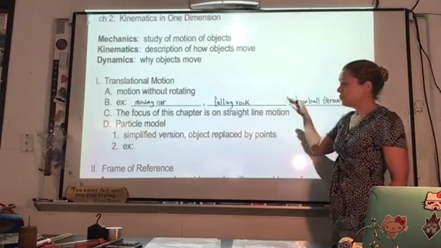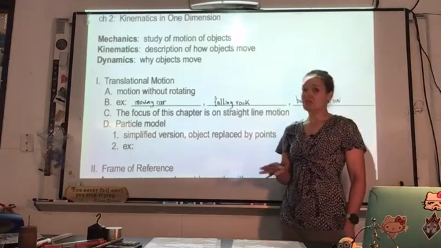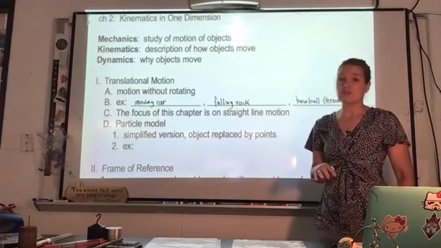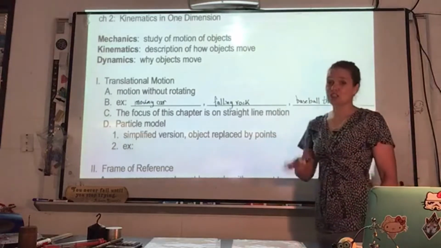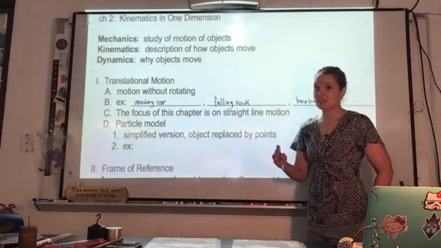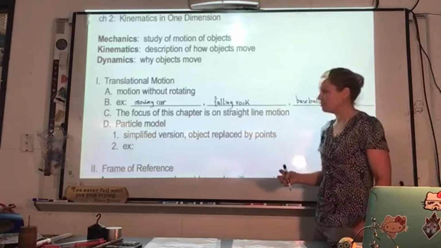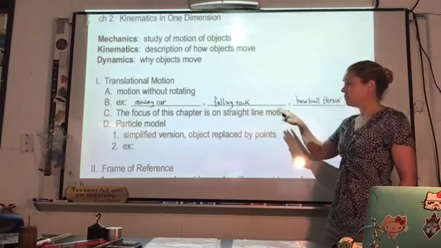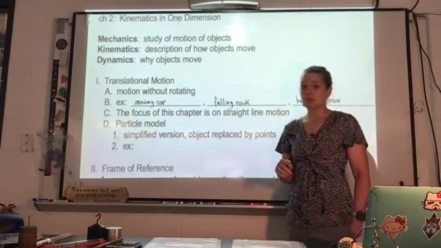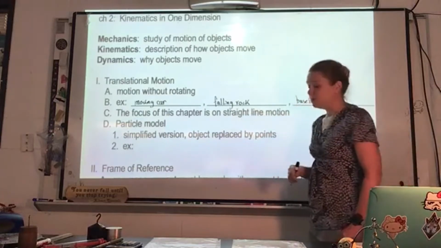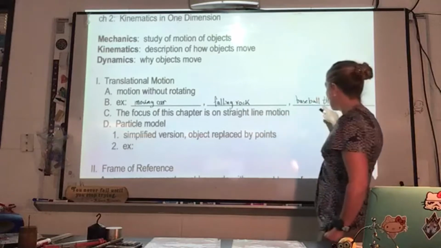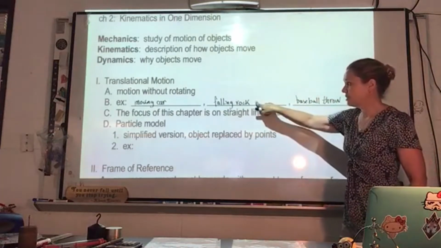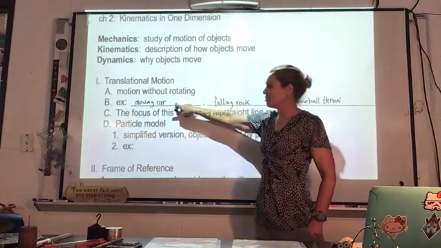Okay, so the focus of this chapter, we like to start off simple, and physics often oversimplifies things, just so that we can understand and actually come up with quantities without needing a computer to do it. But the focus of this chapter is on straight line motion, okay? So we're not going to be doing the baseball throw this chapter, all right?